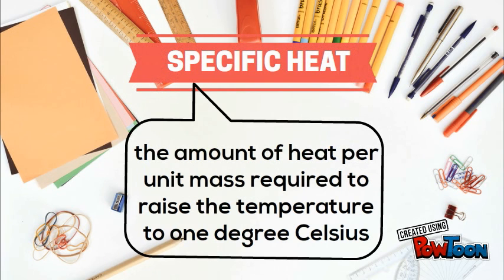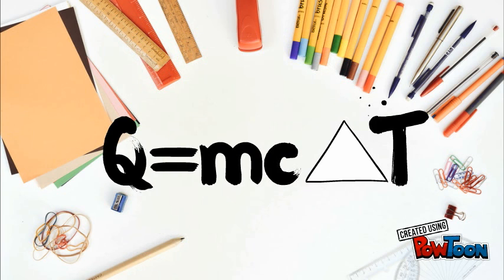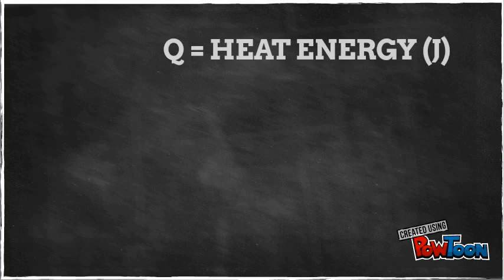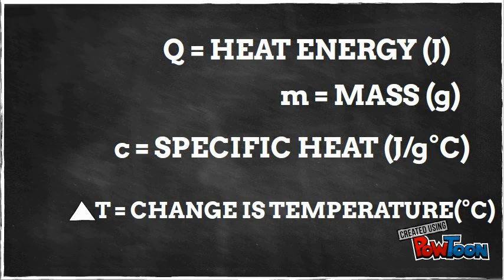Specific heat is the amount of heat per unit mass required to raise the temperature by 1 degree Celsius. The equation to find specific heat is Q equals mc delta T. To break down the equation, Q is the heat energy in joules, m is the mass in grams, C is the specific heat in joules over grams times Celsius, and delta T is the change in temperature measured in Celsius.